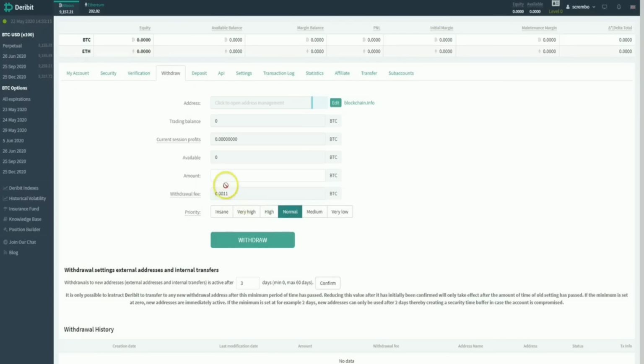There is a priority setting, which can be medium, large, or very low, and you can simply choose the priority there, and you can check the withdrawal history to see whether your money has gone to your account or not. It's a very easy and simple process.